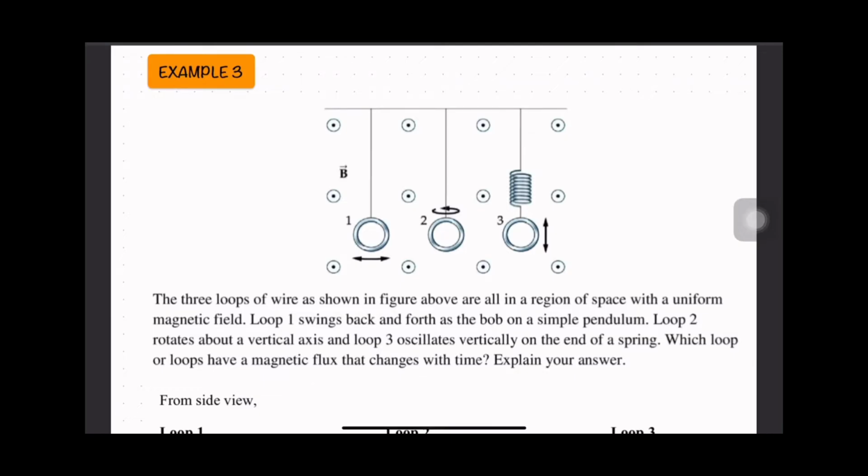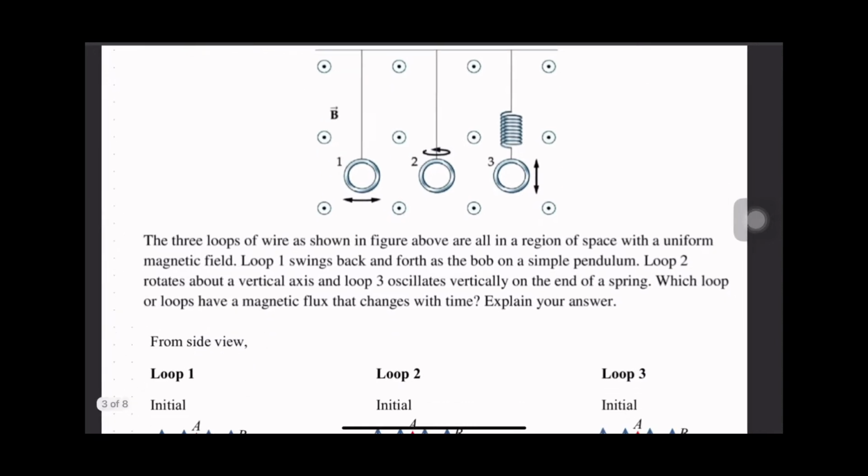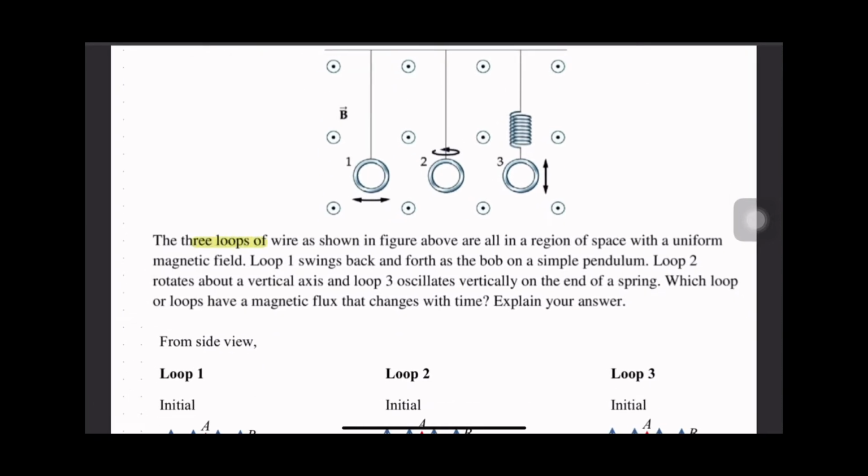Okay, next is example 3. So we have 3 loops of wire shown in the figure above, all in a region of space with uniform magnetic field. Loop 1 swings back and forth like this, and then the second loop is rotating. Loop 2 rotates about a vertical axis, and loop 3 oscillates vertically, meaning up and down. Which loop has a magnetic flux that changes with time?